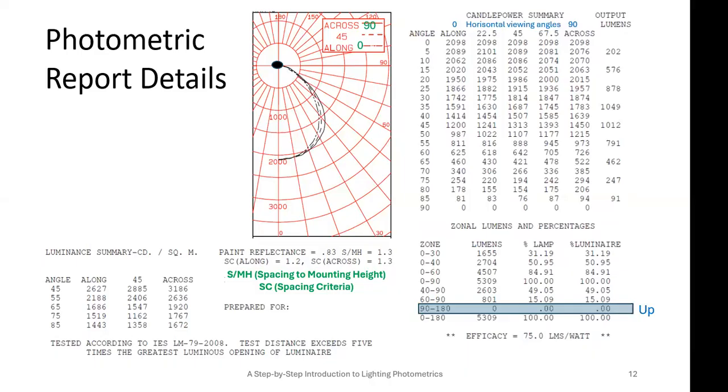Okay, what does that mean? Well, it means you don't have any uplight. 90 degrees to 180. That's what that is. Okay, and then the total is 100% of the luminaire.